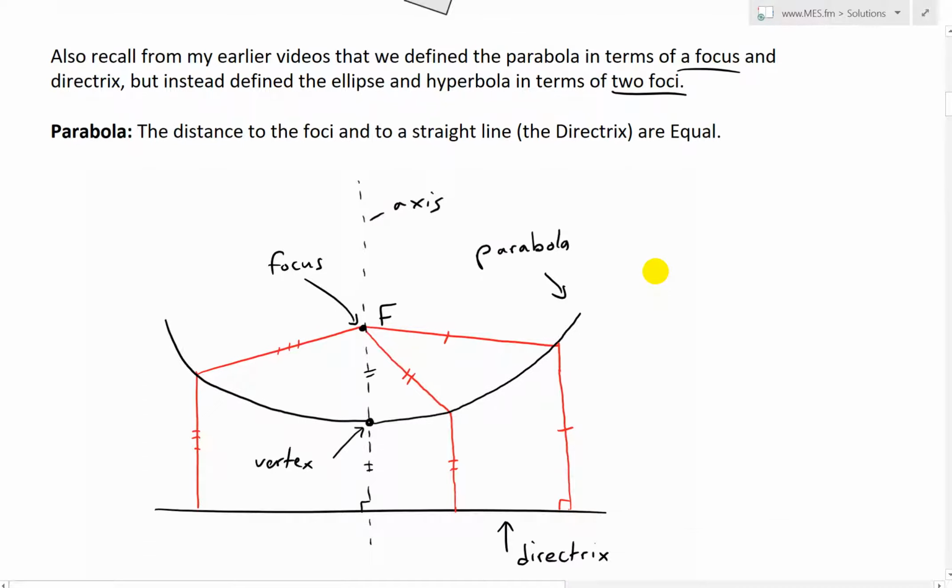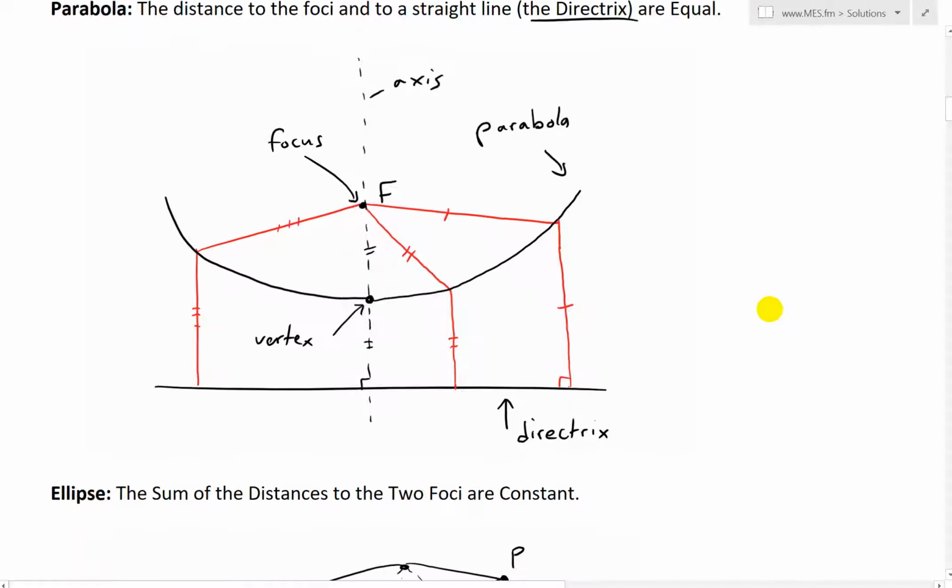And here is the parabola theorem. The theorem involves the distance to the focus and to a straight line called the directrix being equal. So that's when we have a parabola. And here is how it looks.